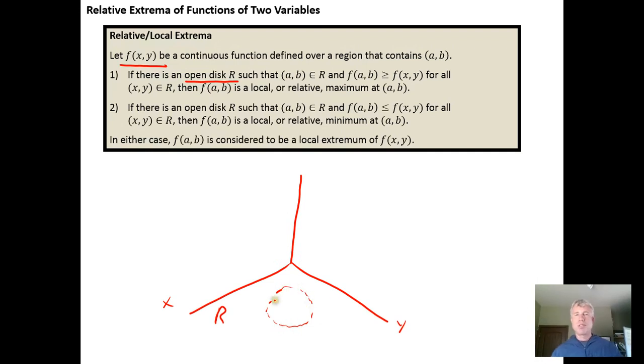So we're going to say, if we can find an open disk that contains the point (a, b), and for all the other ordered pairs (x, y) in that open disk, f of (a, b) is greater than or equal to all of the f of (x, y)'s in that open disk, then we have a relative maximum. And if f of (a, b) is less than or equal to all of the f of (x, y)'s for all ordered pairs in that open disk, then we have a relative minimum.